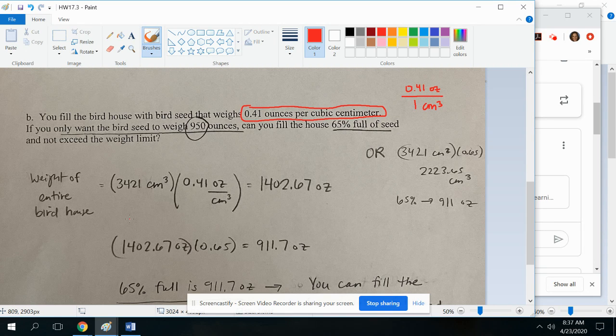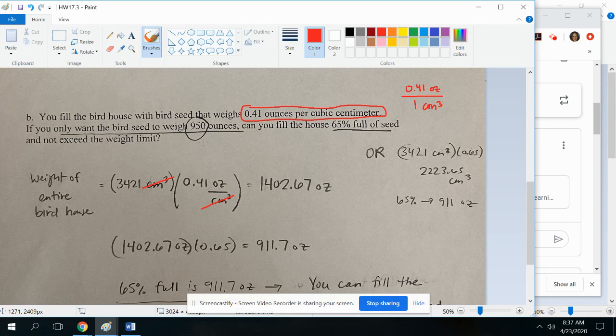Say I wanted the weight of the entire birdhouse. Let's ignore the 65% for a second. You could first find that. You could say, well, the volume is 3,421 centimeters cubed. If I multiply that with my weight of the ounces per the volume, I could cancel those out. So goodbye centimeters cubed. This is the weight of the entire birdhouse, in ounces.